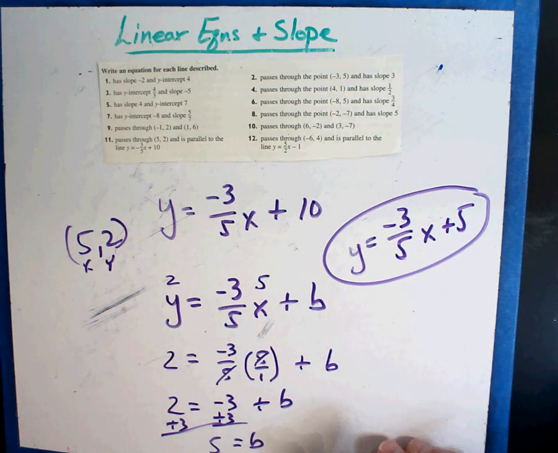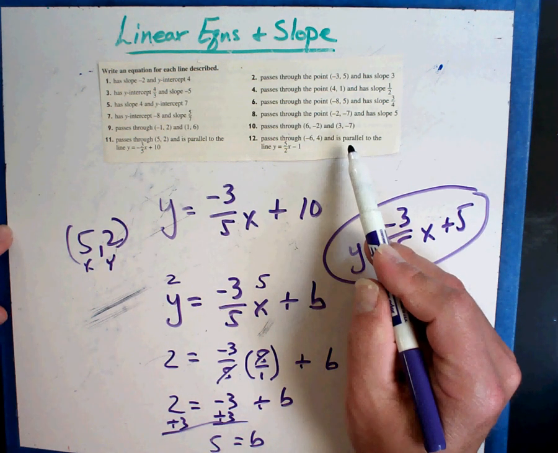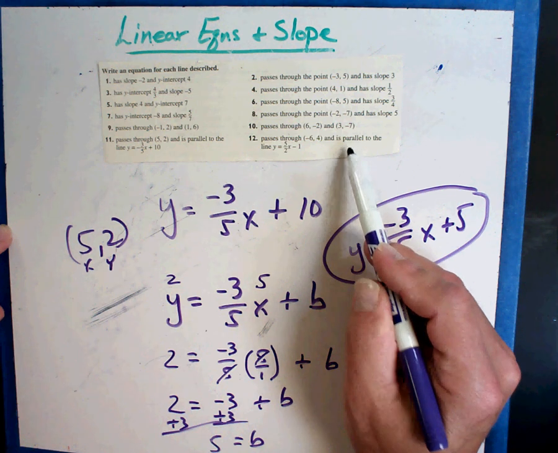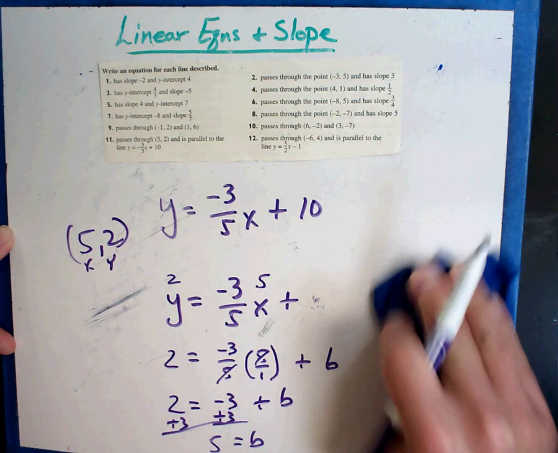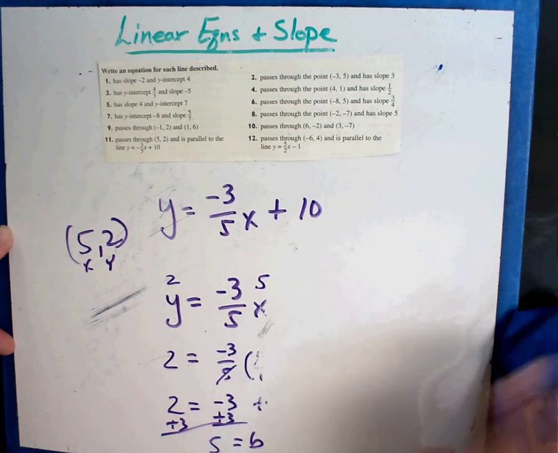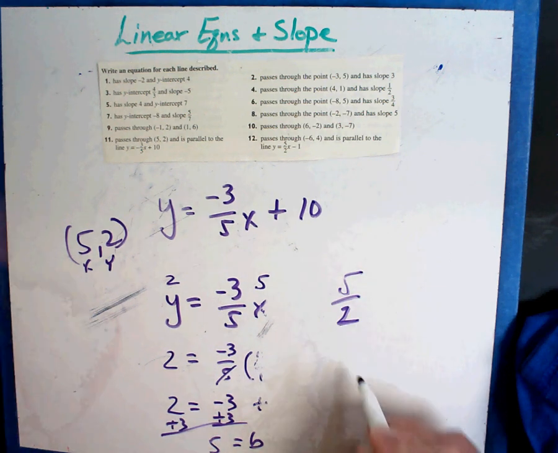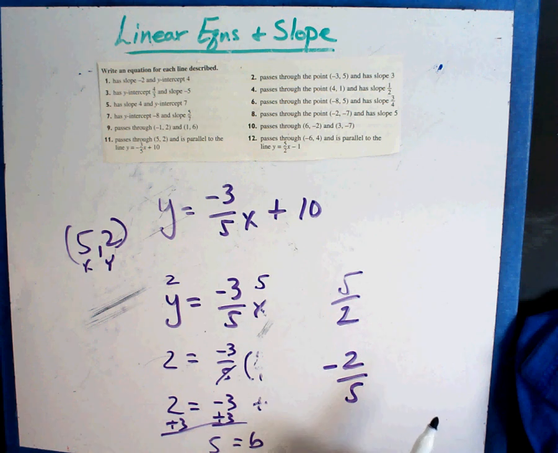If you want a little challenge, try doing number 12 and make it perpendicular. Now remember, perpendicular means it's going to have the inverse, the negative reciprocal of that. So if they tell you that the slope is 5/2, I'll give you a hint. Flip it. That becomes 2/5, and you have to change the sign. See if you can do that one.